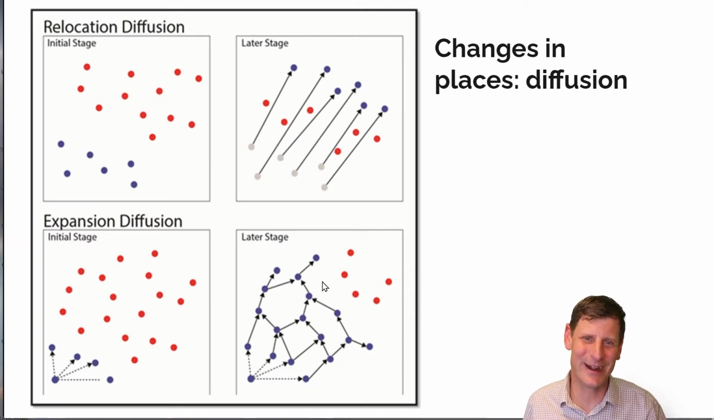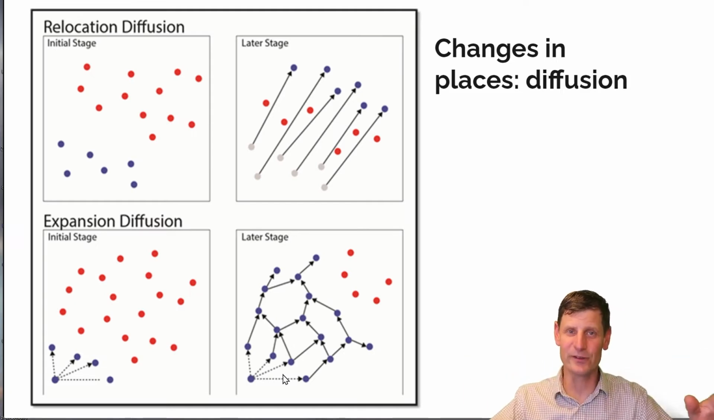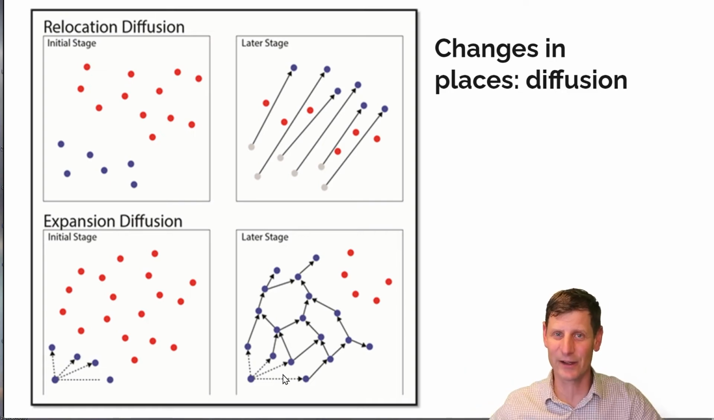But this is a later stage of what we call expansion diffusion. One of the terms for this, by the way, is called contagious diffusion, where it spreads just to the people closest to you, and then the people closest to them get it, and et cetera, et cetera.